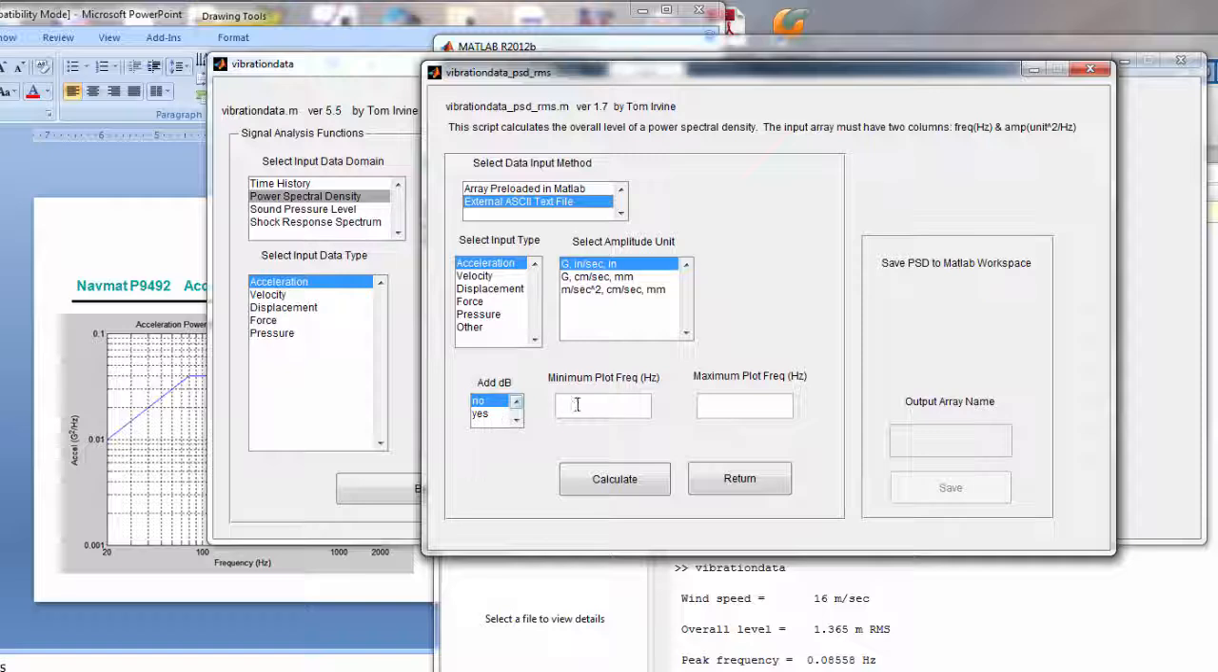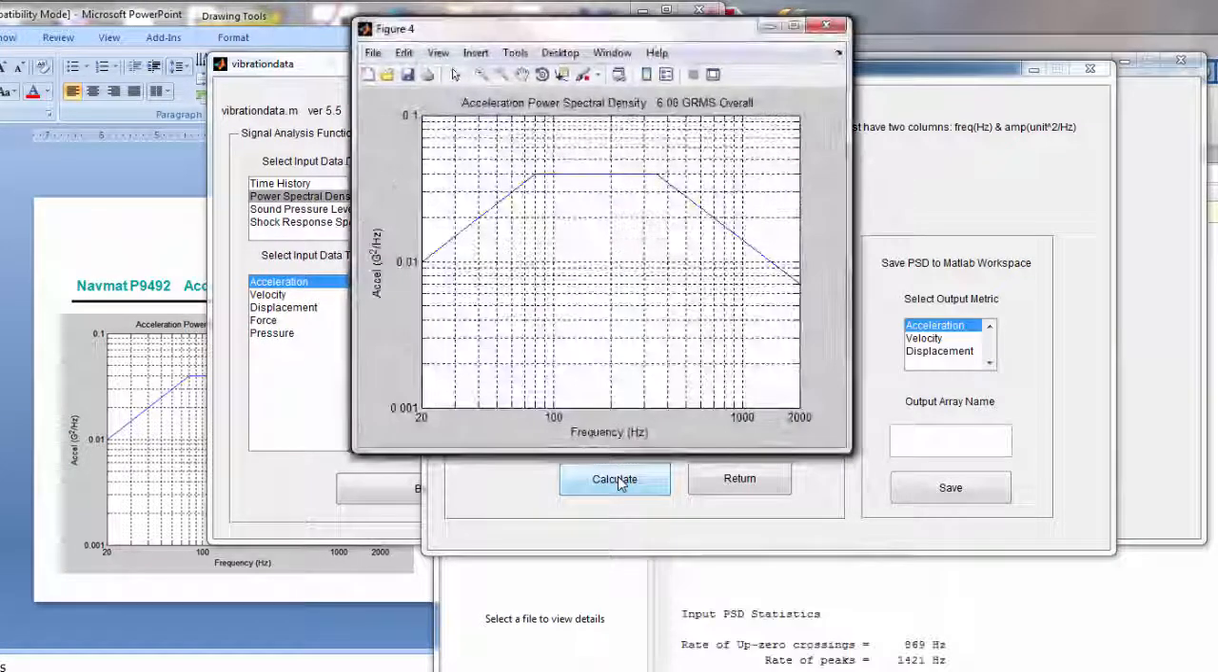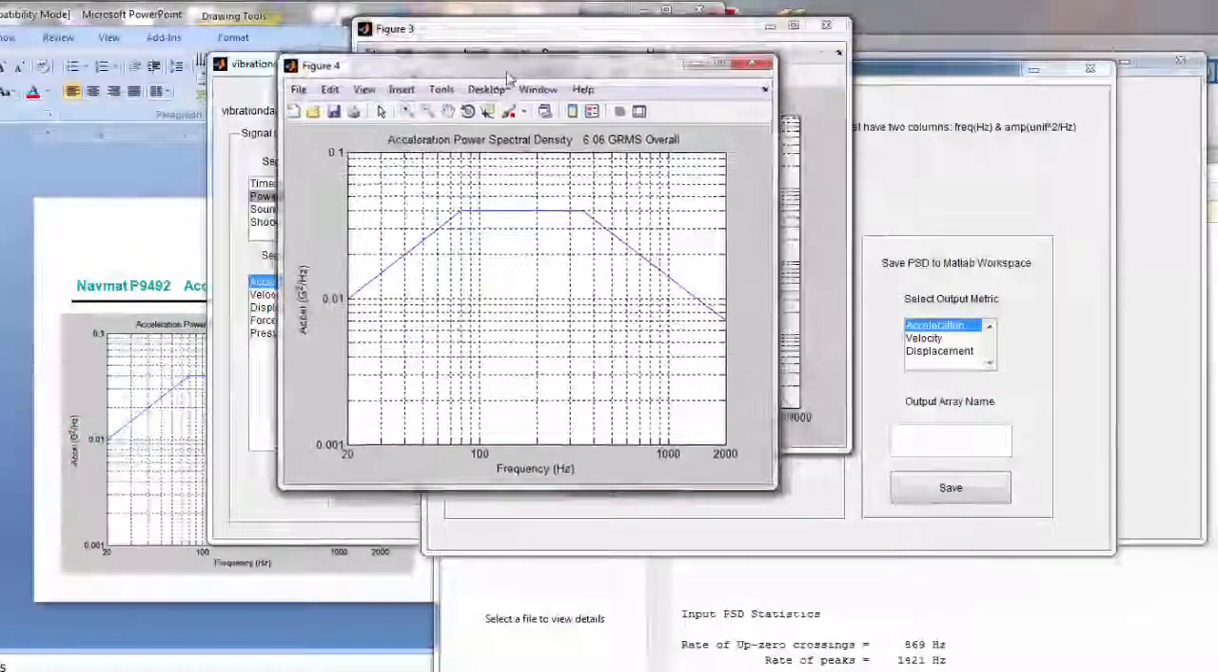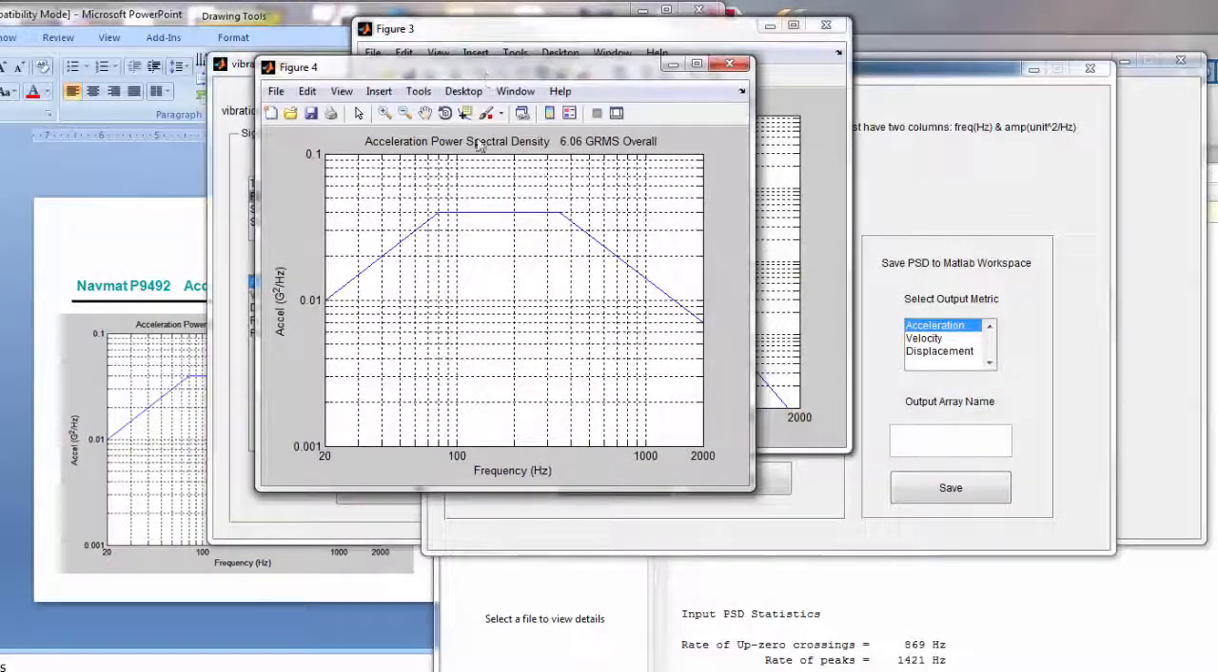We're not going to add any decibels. Let's do 20 to 2000. Those are the frequency limits because that's the limits of the spec. And then let's calculate. Okay, we get 4 different plots. The first one is a very familiar acceleration power spectral density, g squared per hertz versus frequency in hertz. If we take the square root of the area under the curve, it's 6.06 GRMS overall.